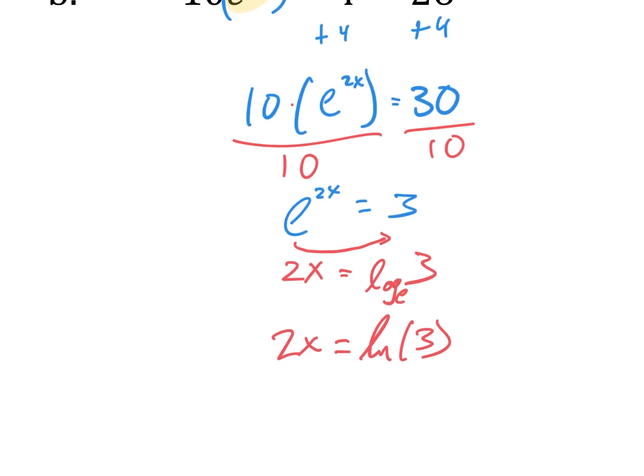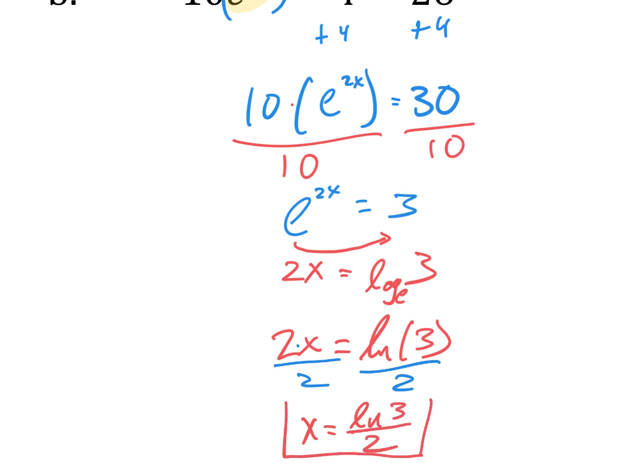And we have one more step. This is 2 times x, so let's divide by 2. And that gives us our exact answer. Our exact answer is the natural log of 3 divided by 2. That's exact, because the natural log of 3 is a decimal number. Well, we're going to use that in just a second. We'll use our calculator. We can go plug this into our calculator now. And we get our approximate answer here.